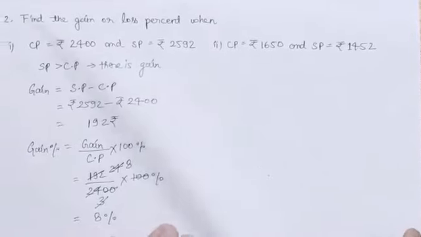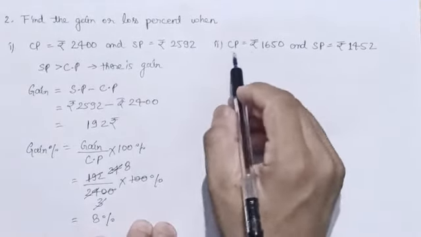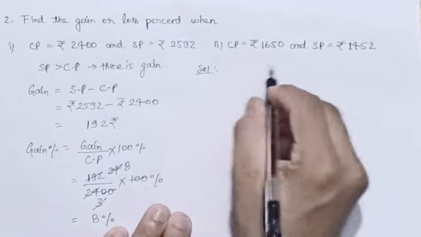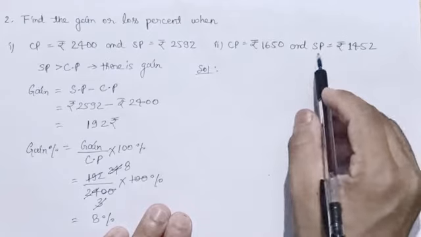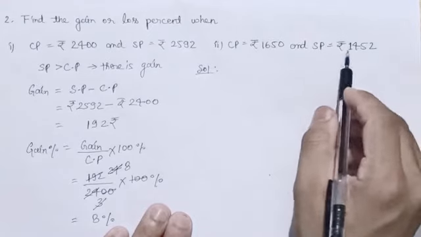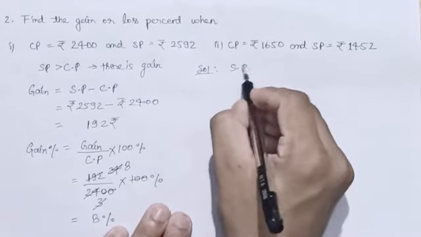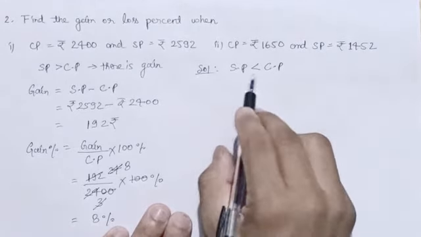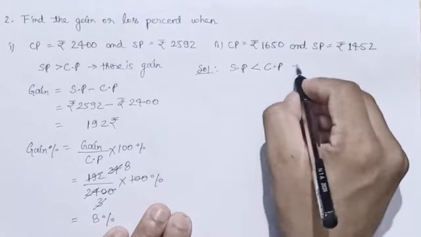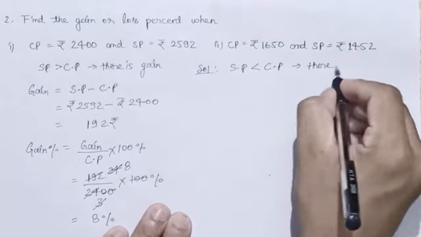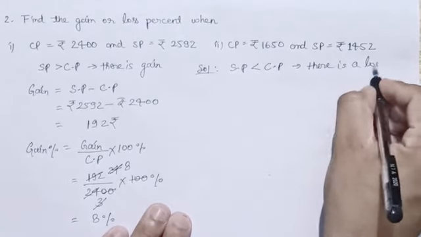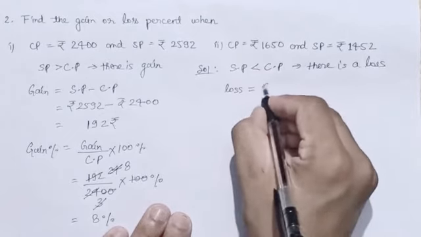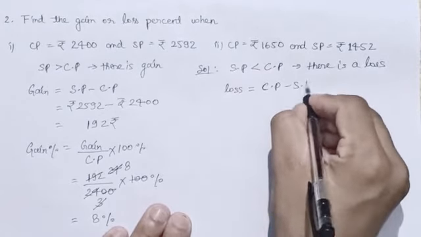So here what we have given, the cost price is rupees 1650. Cost price is 1650 and the selling price is 1452. It means selling price is less than cost price. And whenever selling price is less than cost price, then you know there is a loss. Now let us determine loss. Loss is equals to CP, cost price minus selling price.